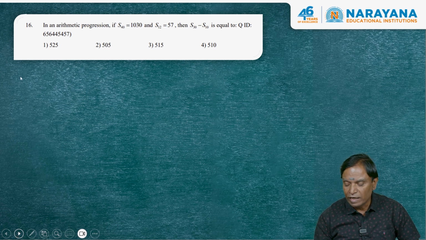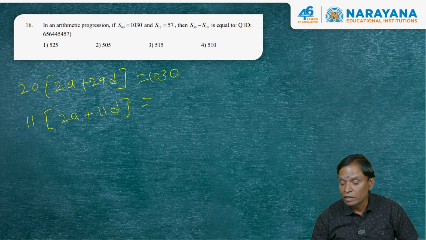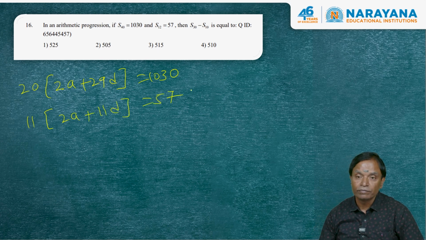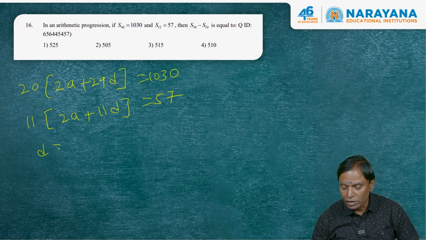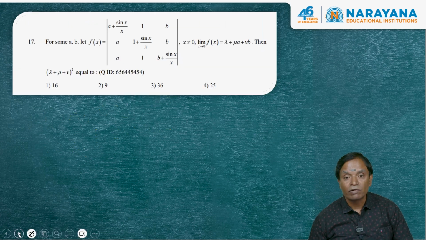Your S40, I can say n/2 into (2a + (n − 1)d), this is 1030. S12, I can say n/2 into (2a + (n − 1)d), is equal to 57. Now you can solve these two equations, you will get d is equal to 3/2 and a is equal to −7/2. I think from here you can do it. You can find S30 and you can find S10, find the difference between S30 and S10, right? We'll go to the next problem.